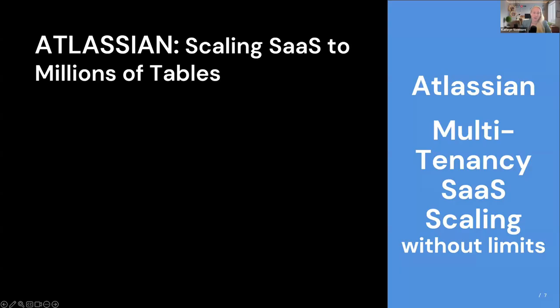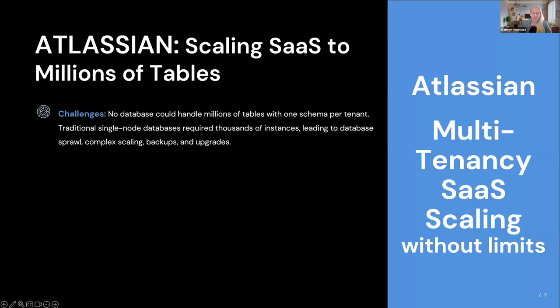Atlassian is another great example of a SaaS customer that has greatly benefited from TiDB. They are able to scale to millions of tables and maintain multi-tenancy within a single TiDB cluster for their customers. Their challenge was that no database could handle the millions of tables that they needed to be multi-tenant, to put all of their customers on the same database cluster with one schema per tenant. Traditional single node databases required thousands of instances, leading to database sprawl, complexity in scaling, backups, and upgrades. They really wanted a simpler solution.